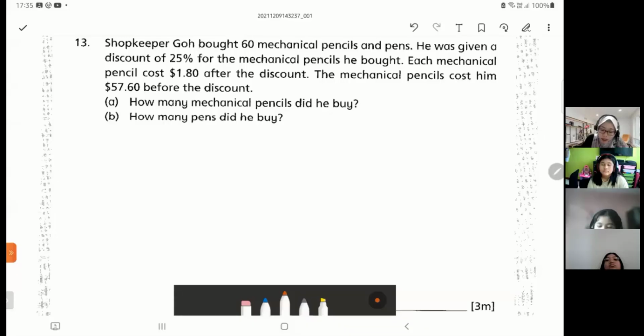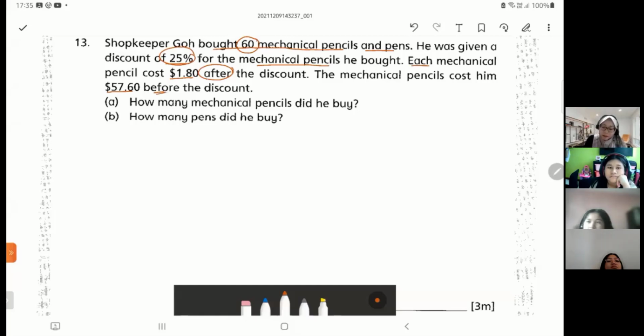Shopkeeper Go bought 60 mechanical pencils and pens. This is a total of the mechanical pencils and pens. He was given a discount of 25% for the mechanical pencils he bought. Each mechanical pencil cost $1.80 after the discount, which is 25%. The mechanical pencils cost him a total of $57.60 before the discount.